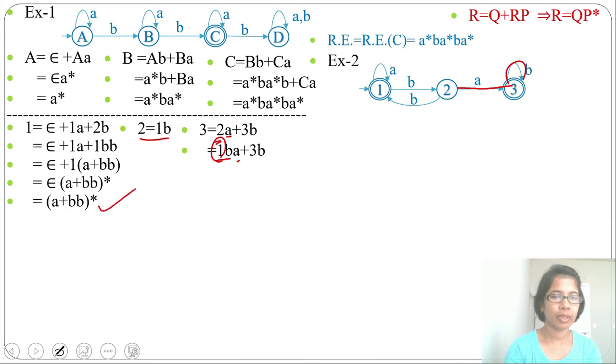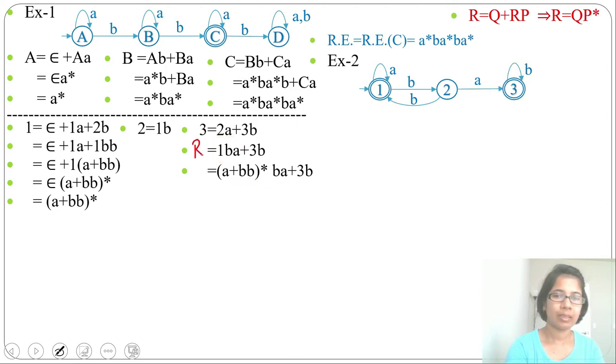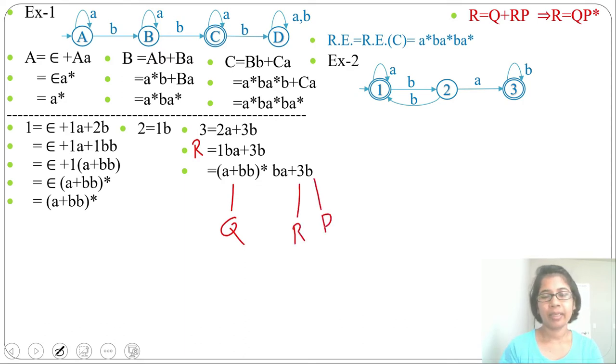We found for 1 the regular expression is this. Just substitute here. So it will be (a plus bb)* closure. Here was ba, just write ba plus 3b. Now this is r, this is our q, this is r, and this is p. Now we'll write q p star. It will be (a plus bb) whole star ba, this whole part as our q, then b star.